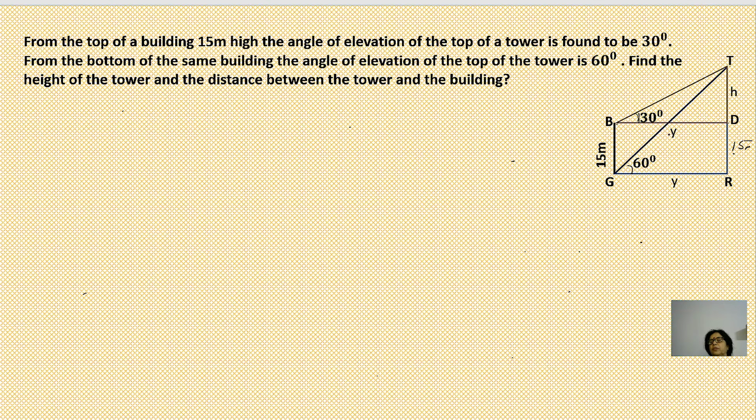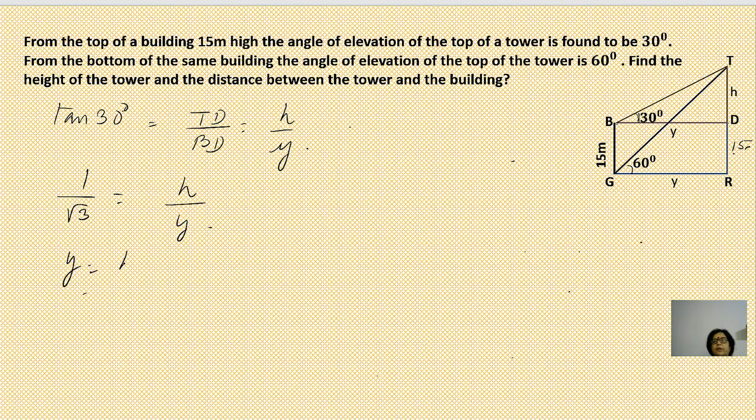Now what we do is, again, if you look at it carefully, we have two right angle triangles generated over here. One is TBD, one is TGR. So first we'll take this 30 degree. So now we take over here tan 30 degree, that is equal to, from the figure, TD by BD, which can be written as H upon Y. Now tan 30 is 1 by root 3. This is equal to H upon Y. So we get here Y is equal to H root 3. This is equation number 1.